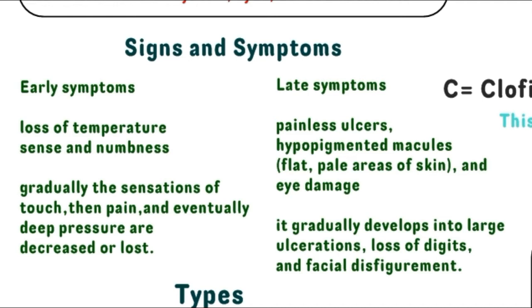The late symptoms are pale ulcers. Sometimes there is pain, but most of the time there are painless ulcers and hypopigmented macules, which are pale areas of the skin. You will also have eye damage because of dryness of the eye and loss of blinking reflex. When this progresses more, the painless ulceration becomes large, and there will be even loss of digits and facial disfigurement.